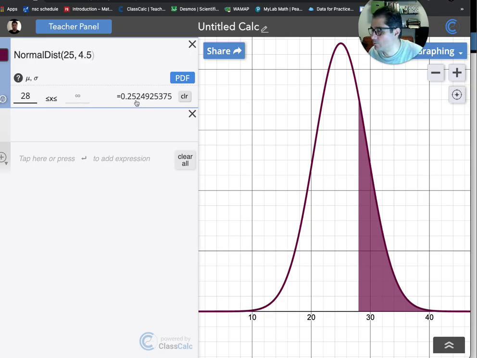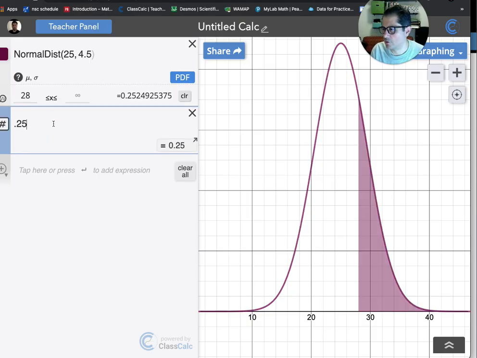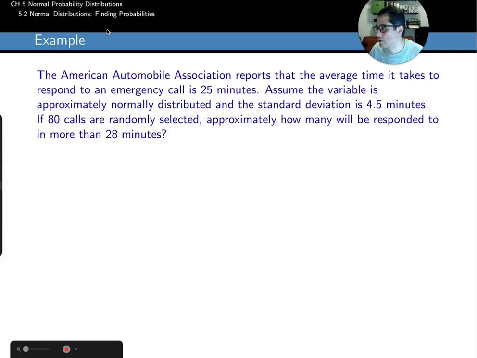So it's 25%, 0.25. That's about a quarter of them. If you multiply 25% times 80, it's going to give me 20 calls. So the answer to the question would be about 20 calls. Let me just write that down.